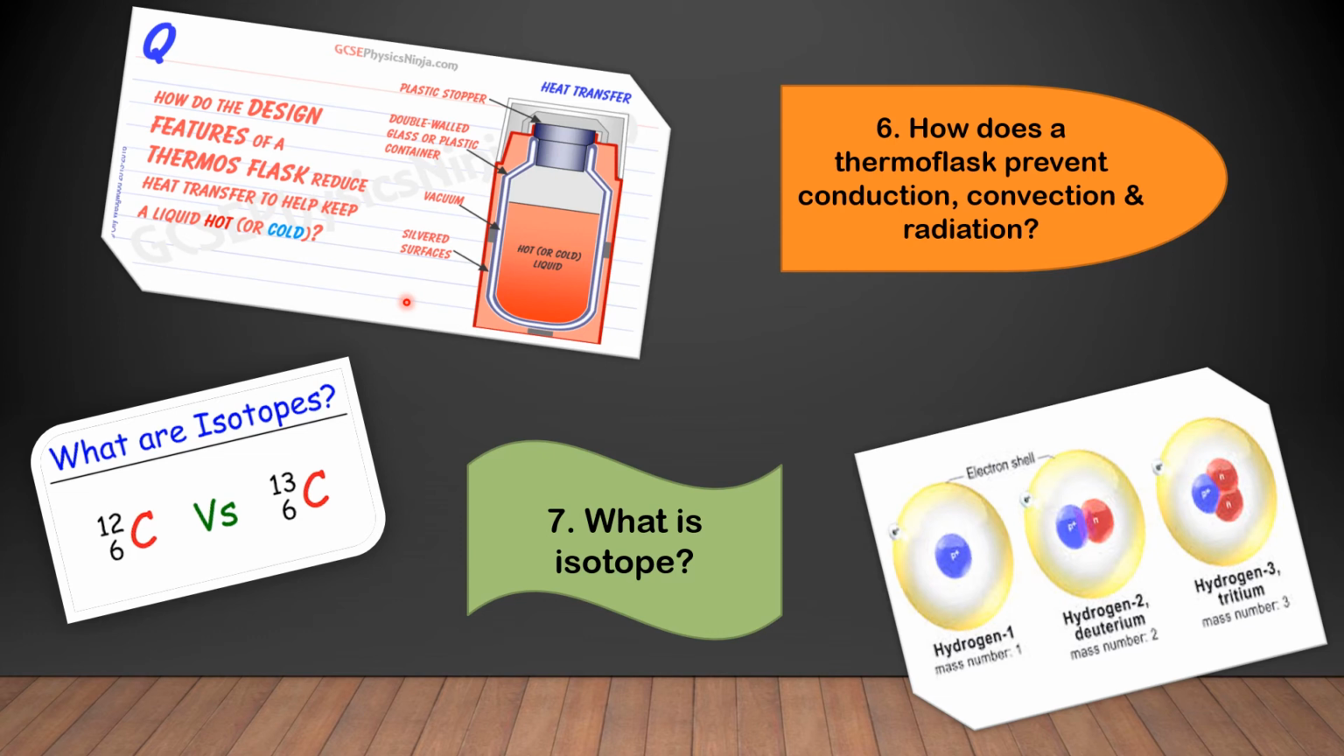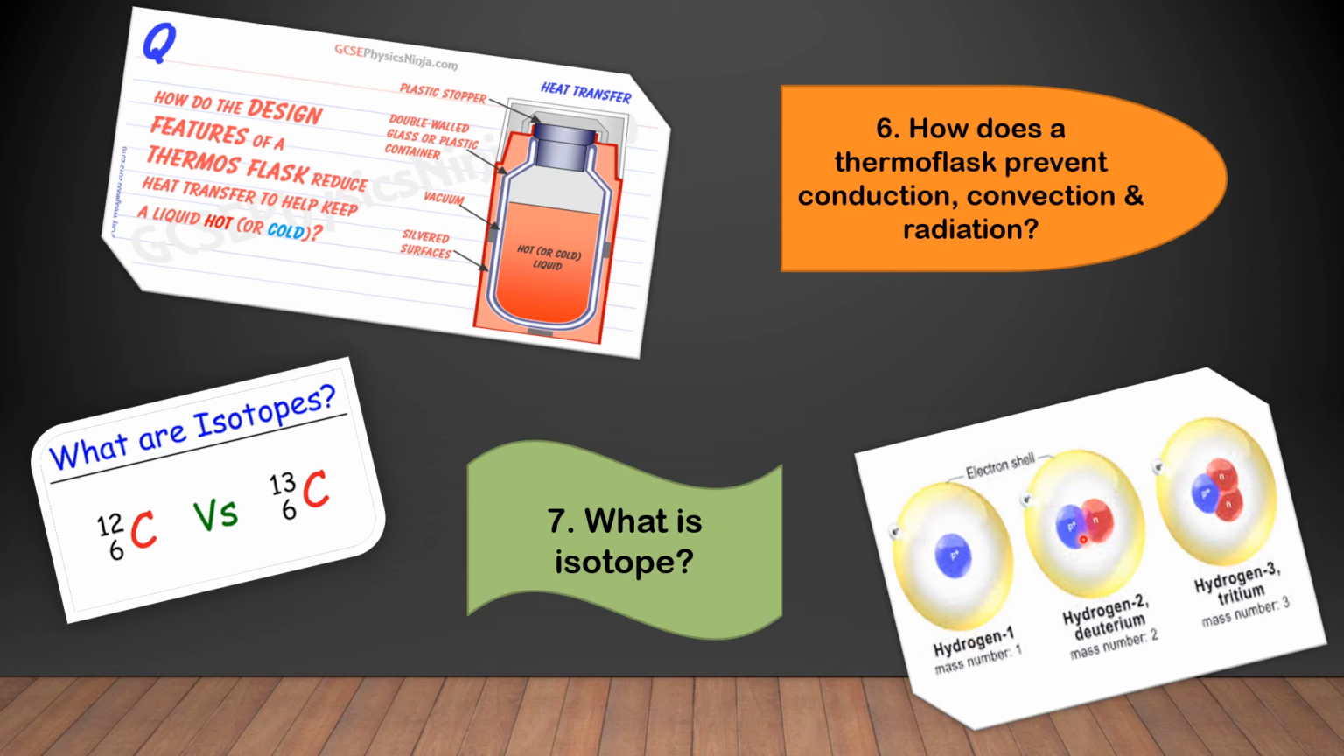Now the next question is a very interesting and important question. That is, what is an isotope? Answer is, the atoms of a particular element may have different mass numbers. These atoms are called isotopes of that particular element. You see the diagram examples I have given.